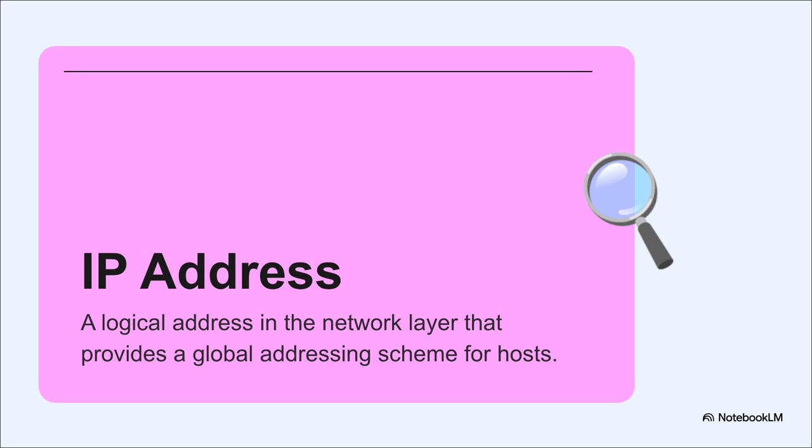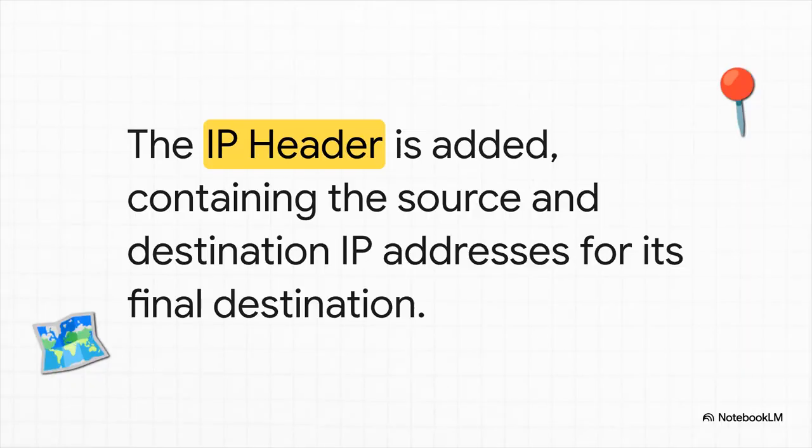But here's the cool part. Unlike a permanent physical address, an IP address is logical. It's more about where the device is right now on the network. This is the packet's ultimate cross-country destination address. So the very next wrapper that gets added is the IP header.